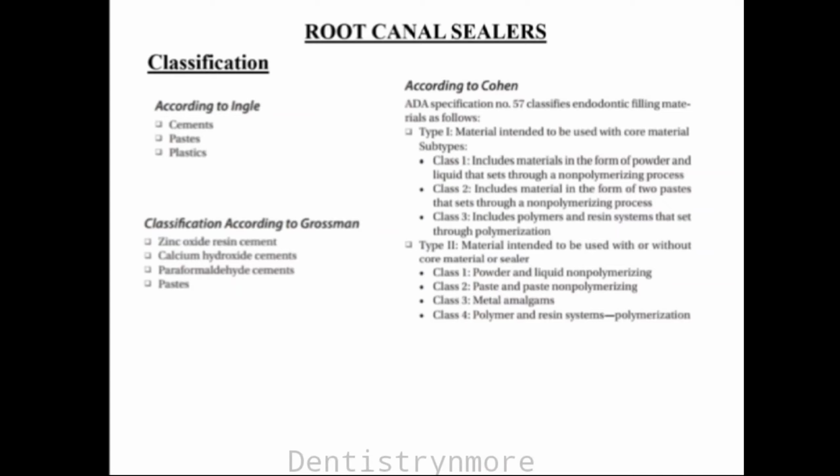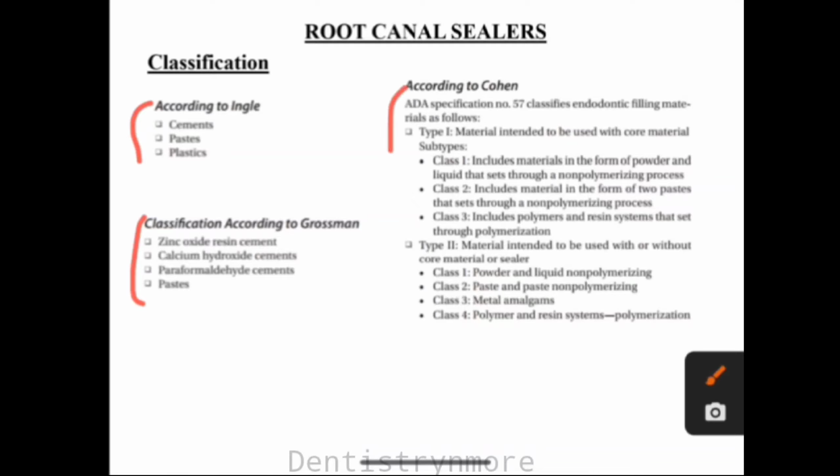Next one is root canal sealers. The classification includes according to Ingle, according to Cohen, and according to Grossman. According to Ingle, it consists of cements, pastes and plastics. According to Grossman, it includes zinc oxide resin cement, calcium hydroxide cement, paraformaldehyde cements, and also pastes. And according to Cohen, there is type 1 and type 2. In type 1 there are 3 classes, and in type 2 there are 4 classes. So you can read according to Cohen.